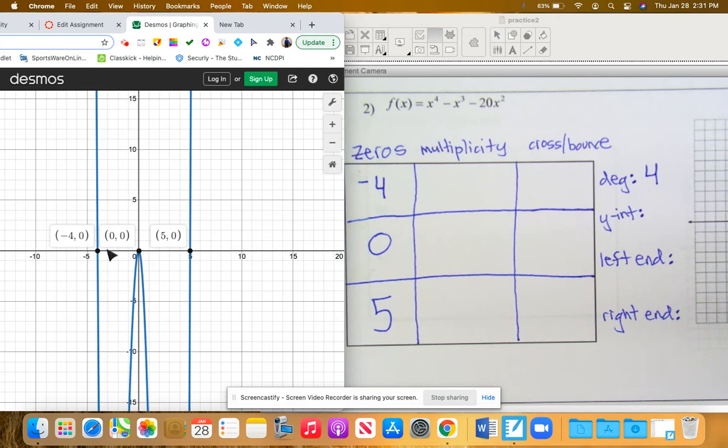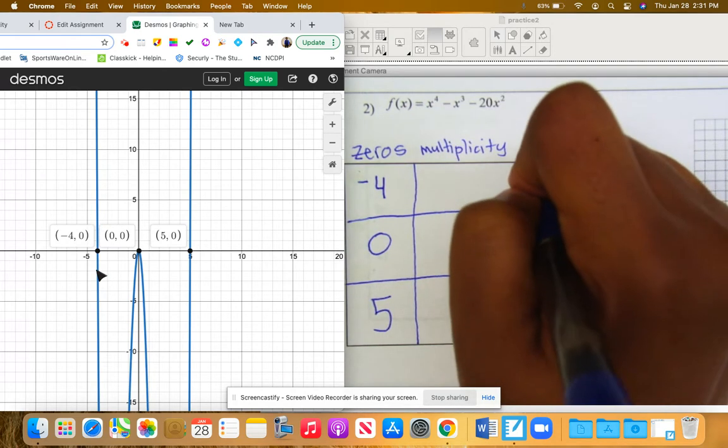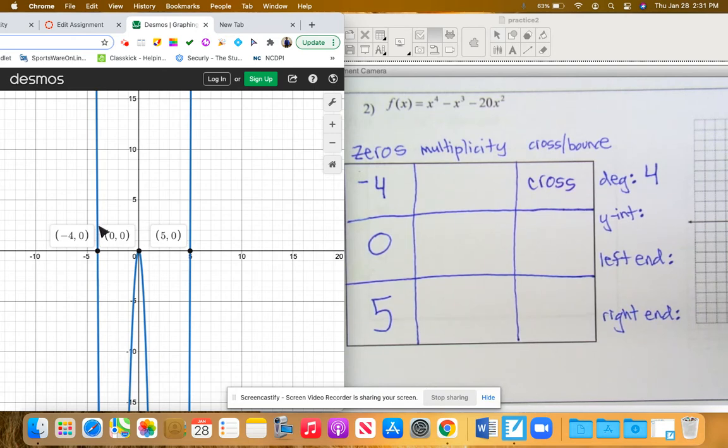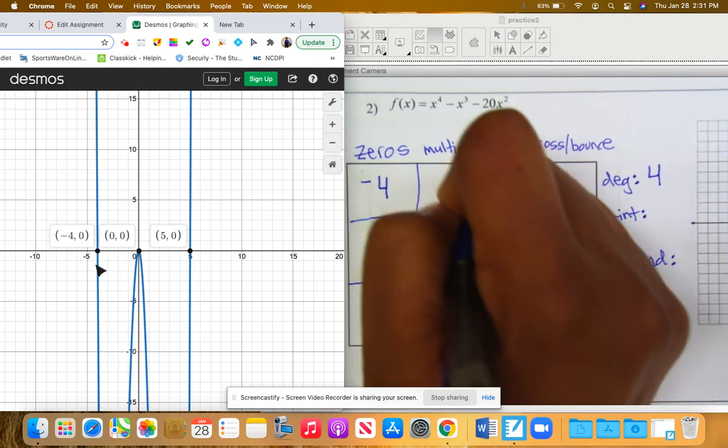Multiplicity. If I look at -4 over here on Desmos, this one crosses through the x-axis. So where my cursor key here is, it passes through and it keeps right on going. So this one crosses. And since it's an odd number and it crosses, it has multiplicity of 1.